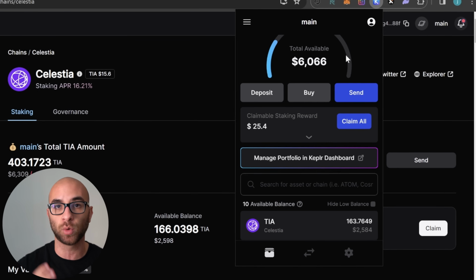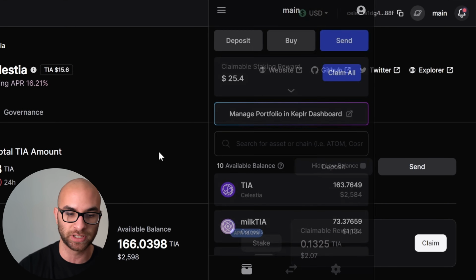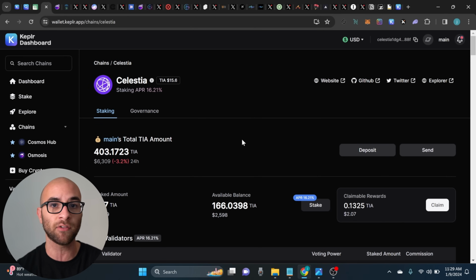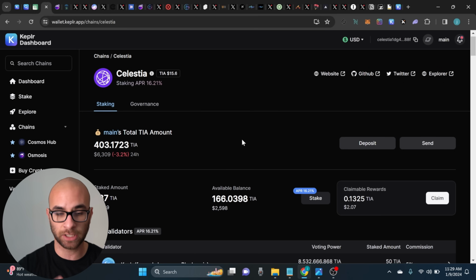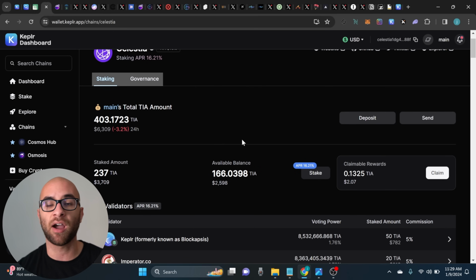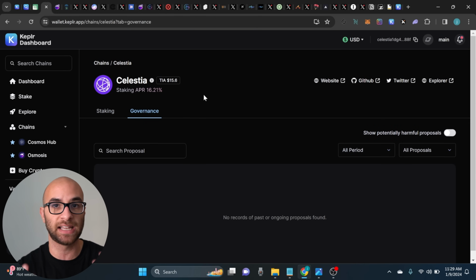Once you have your actual TIA in your wallet, you can now go to Manage Portfolio in the Keplr dashboard, and this is where you're going to see the staking options as well as governance for all of your different Cosmos-based tokens. In this video, I'm mostly covering Celestia, but if you want to check out my Injective airdrop guide, I'll have that in the description as well. Once you're able to see your dashboard, you can see the staking tab as well as governance tab. Now, I highly recommend completing every single governance vote that happens in the Celestia ecosystem.